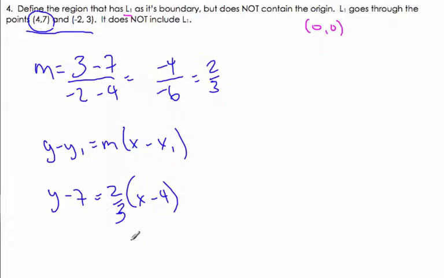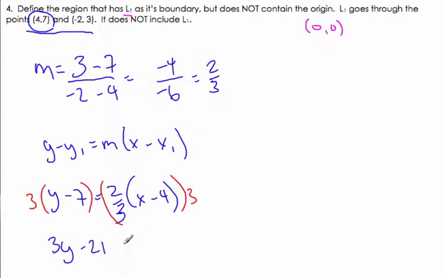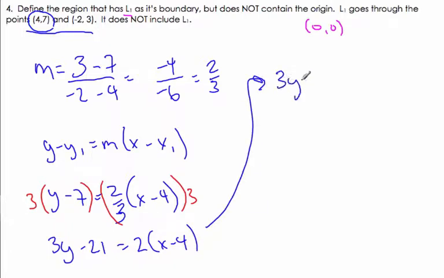Okay, let's multiply by 3 to get rid of those fractions. Sounds good. I'll multiply this side by 3 and this side by 3. And I get 3y minus 21 equals 2x minus 4. Okay. So we got 3y minus 21 equals 2x minus 8.